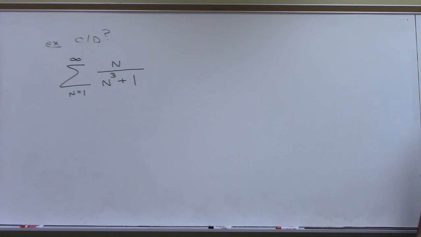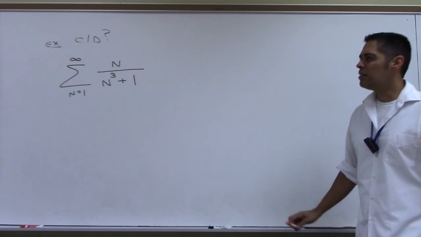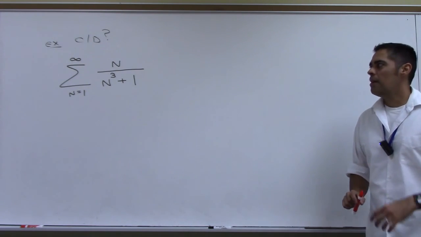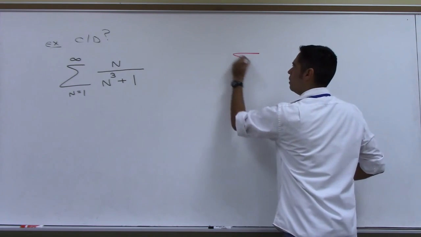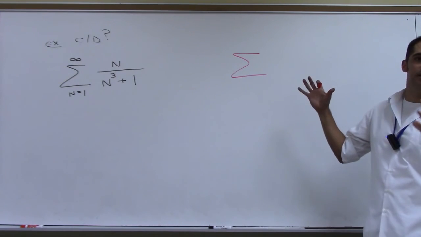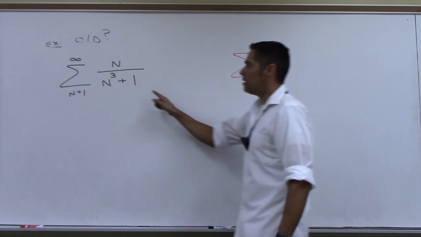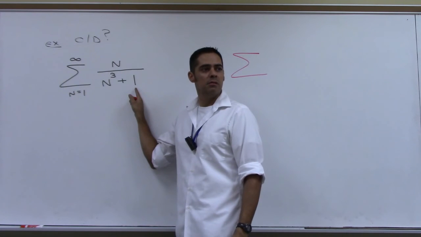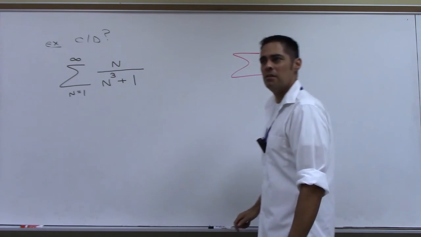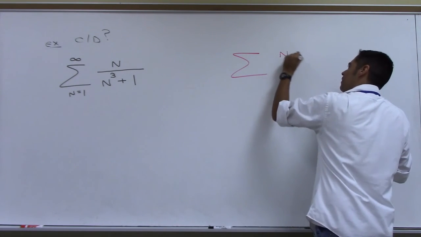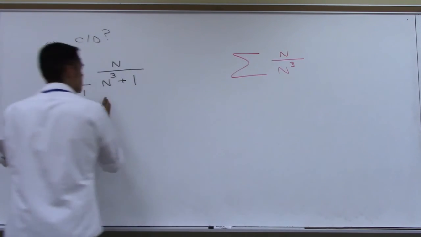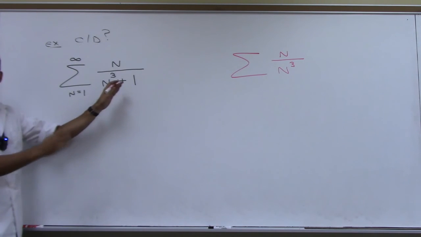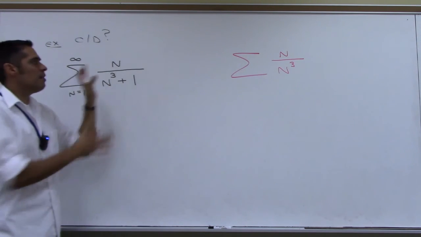So maybe not. How about a comparison? Can you think of a series that looks kind of like this one that you do know something about? So let me help you, because this is our first example. Think about if n is really big. If n is really big, do you really think this one matters too much? No, it doesn't really matter, does it? So if you look at this series, that's pretty darn close to this series, isn't it? Except that little one. So I want to compare these two together.